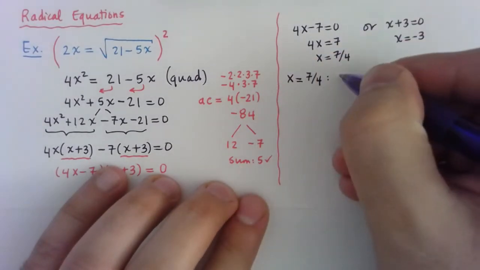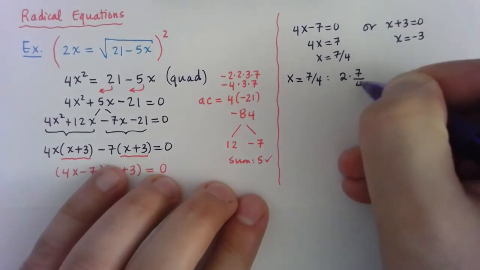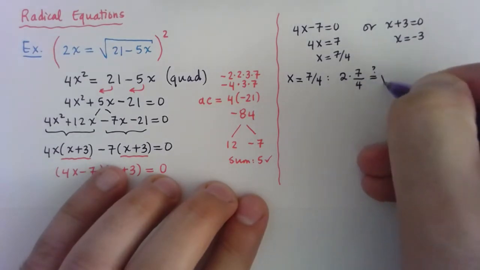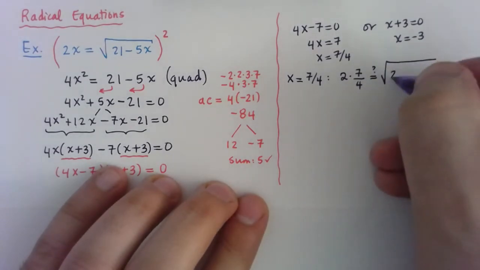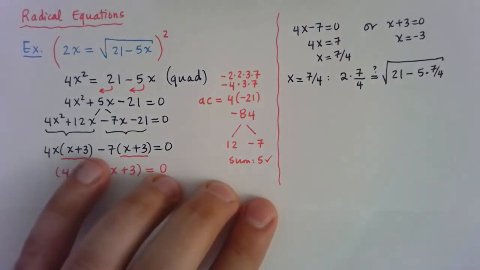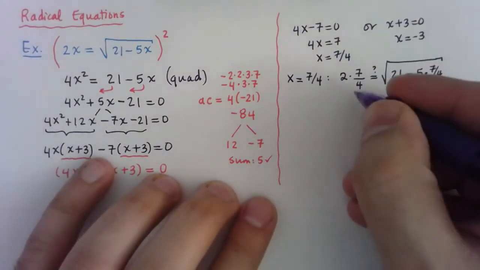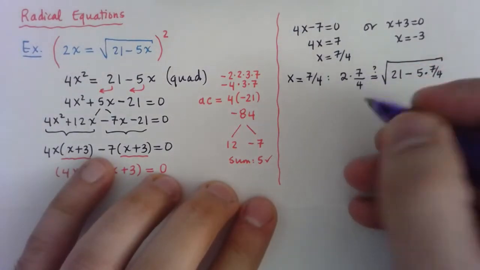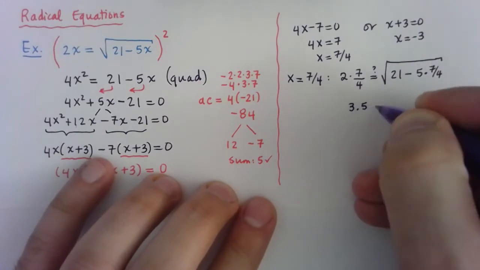In the original equation, it's going to be 2 times 7 over 4. Is that equal to the square root of 21 minus 5 times 7 over 4? Easily, you can check this by using a calculator. On the left side, you will have, see those will cancel, 14 over 4, which is going to be 3.5.